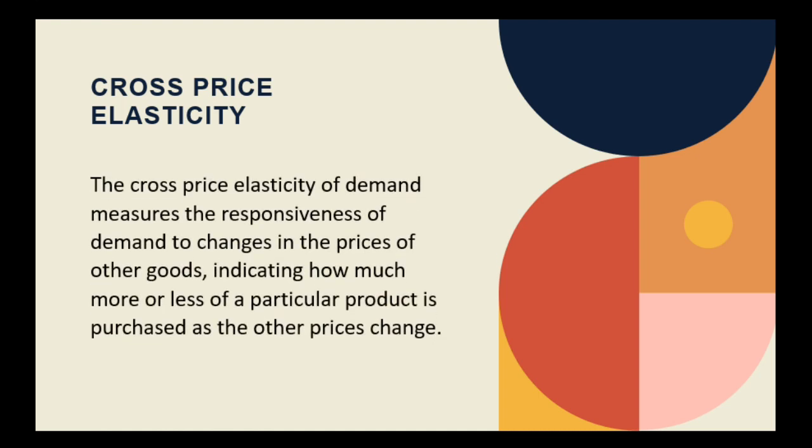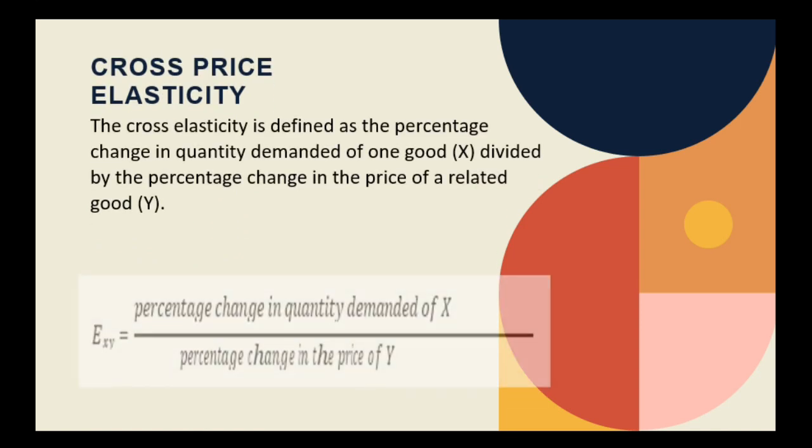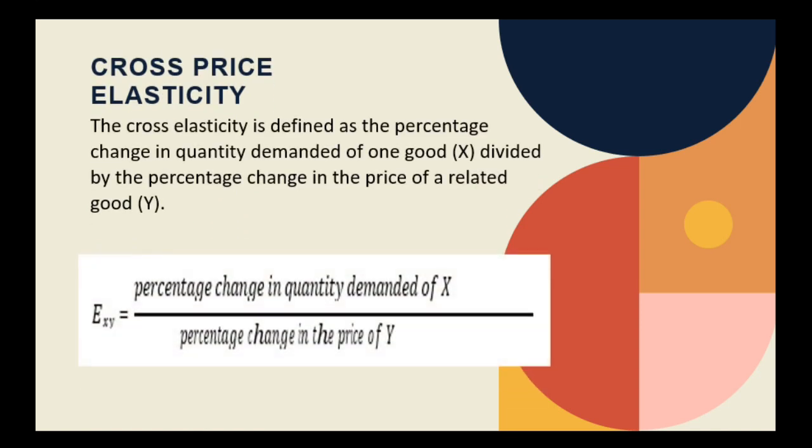So the cross elasticity is defined as the percentage change in the quantity demanded of one good, or the X, divided by the percentage change in the price of a related good, or the Y. Therefore, the formula for cross-price elasticity of demand would look like this. And so that's the cross-price elasticity is equal to the percentage change in the quantity demanded of X over the percentage change in the price of Y.